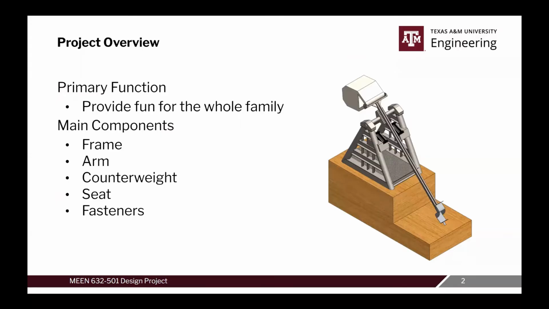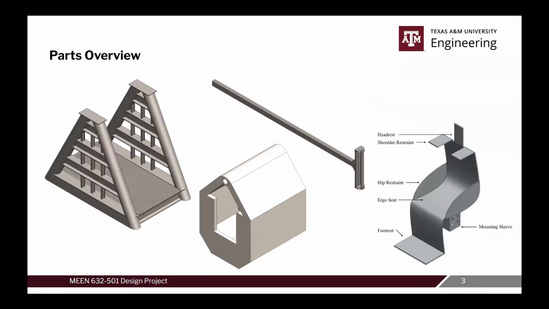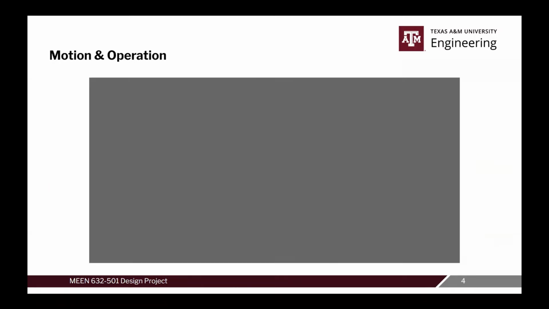So the primary function of this project was to provide fun for the whole family. To do this, we have a couple main components, such as the frame, the arm, the counterweight, seat, and the fasteners. Each of these were made individually in SolidWorks, and then we combined them together to create an assembly. On the next slide, we'll get to see the assembly in action.